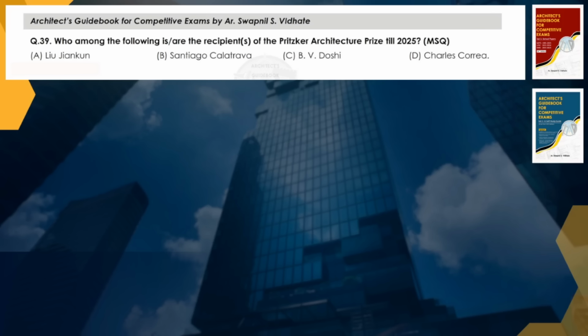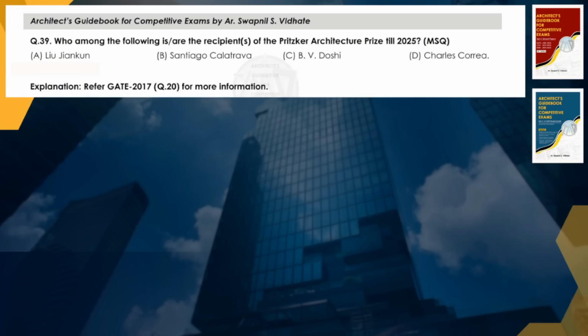Question 39. Who among the following is or are the recipients of the Pritzker Architecture Prize till 2025? It is a multiple select question. Again, the reference was there. We have provided the complete list of Pritzker Architecture Prize winners at question 20 in GATE 2017.